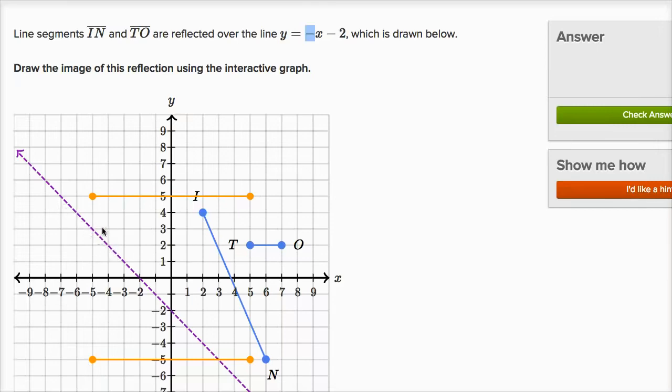If x changes by a certain amount, y changes by the negative of that. If x changes by 1, y changes by negative 1 to get back to that line. If x changes by positive 2, y changes by negative 2 to get back to another point on that line. And for the y-intercept, when x is equal to 0, y should be negative 2, and indeed it is. So we validated that.